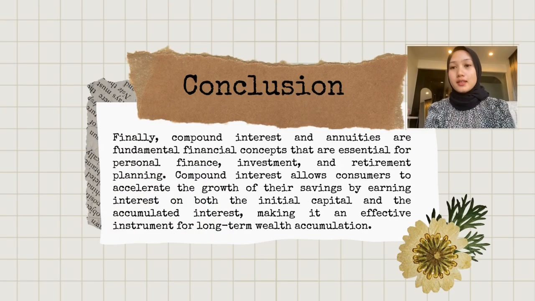Conclusion: compound interest and annuities are fundamental financial concepts that are essential for personal finance, investment and retirement planning. Compound interest allows consumers to accelerate the growth of their savings by earning interest on both the initial capital and the accumulated interest.